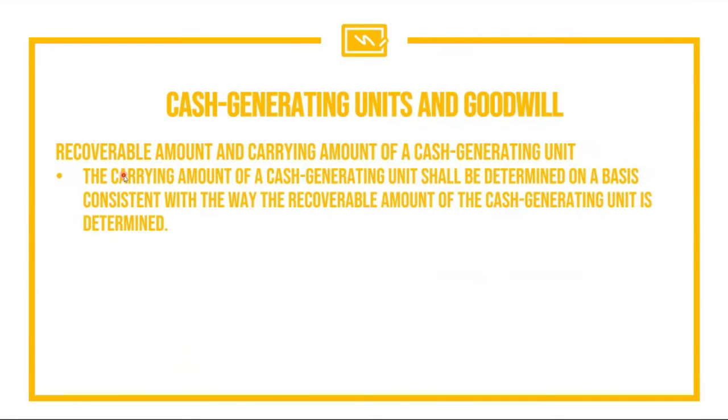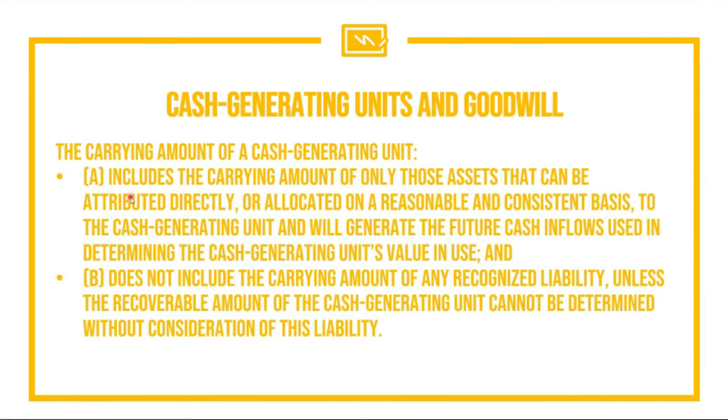Okay? So how do we determine the recoverable amount and carrying amount of the CGU? The carrying amount of a cash generating unit shall be determined on a basis consistent with the way the recoverable amount of the cash generating unit is determined. Okay? Again, carrying amount shall be determined on a basis consistent with the way recoverable amount of the cash generating unit is determined. So how do we determine the carrying amount of the CGU?